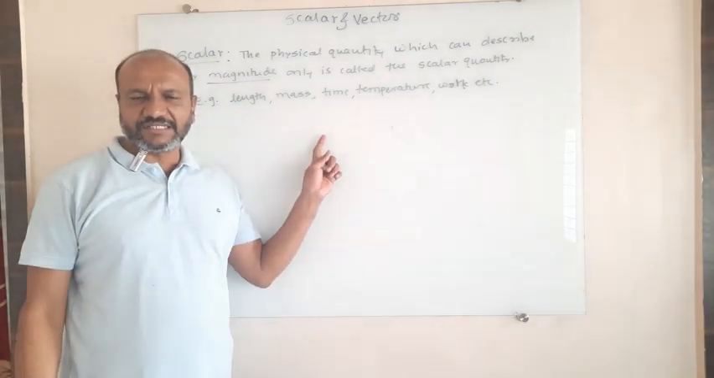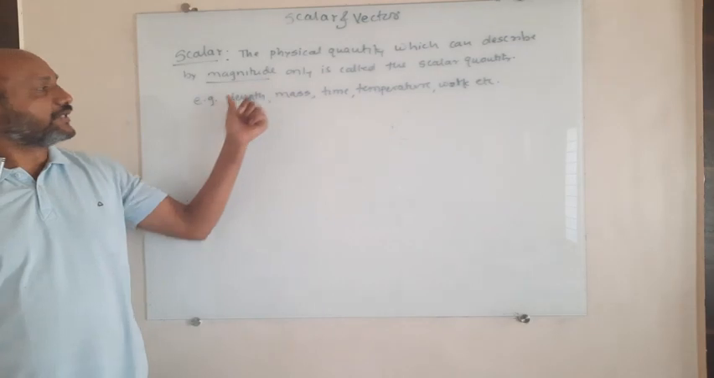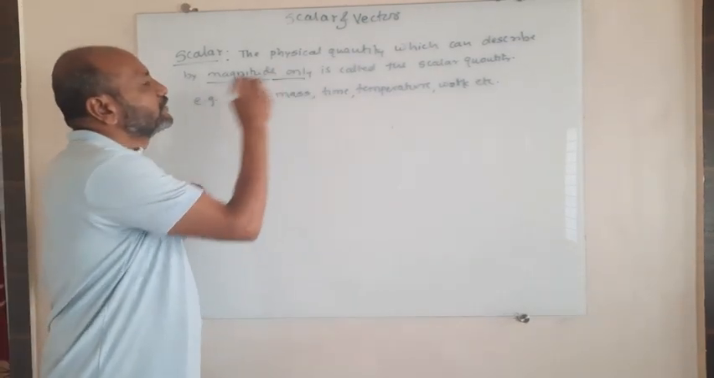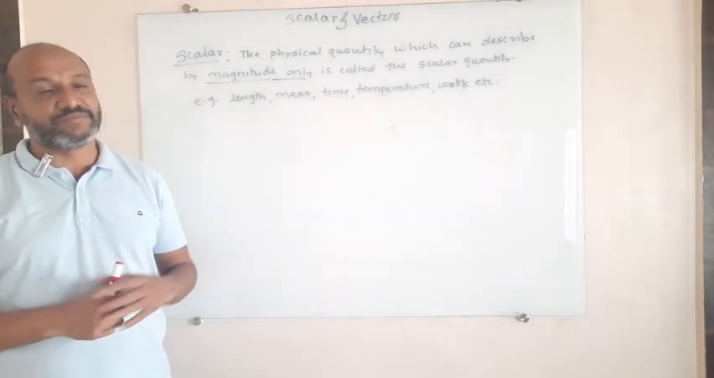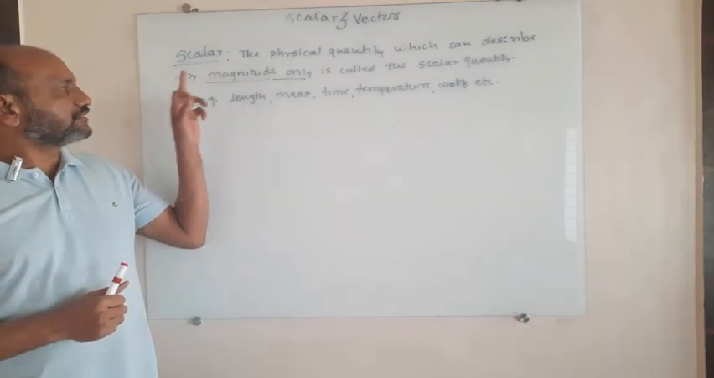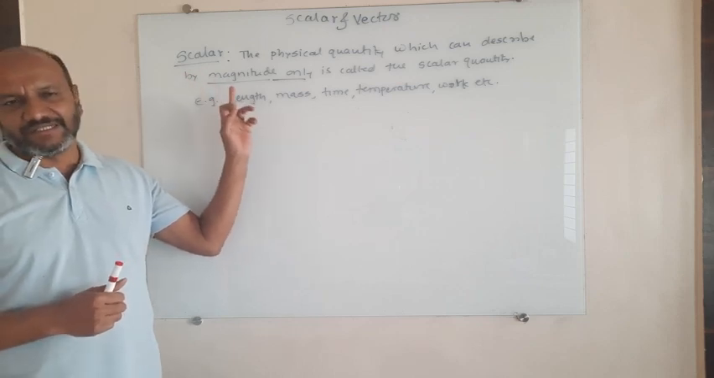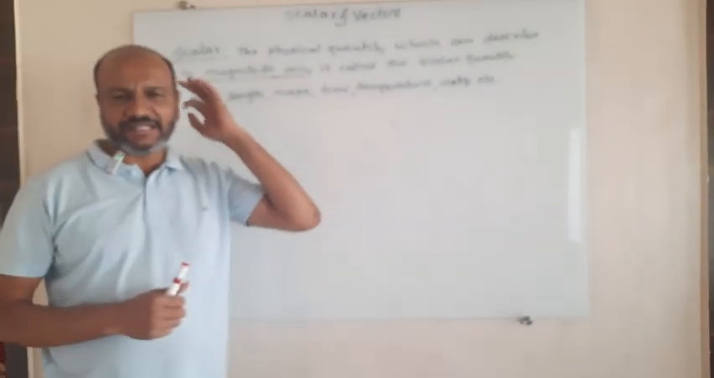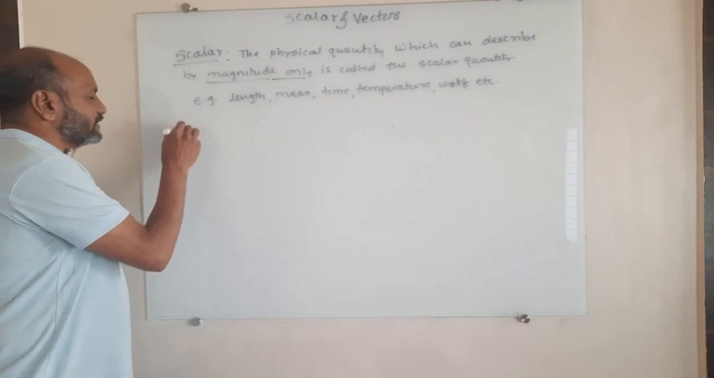How to explain the scalar quantity? The physical quantity which can be described by magnitude only is called a scalar quantity. You remember this. For the scalar quantity, only the magnitude of that physical quantity is necessary. To explain the scalar, it is necessary to explain the magnitude only, and therefore examples: length, mass, time, temperature, work, and so on.